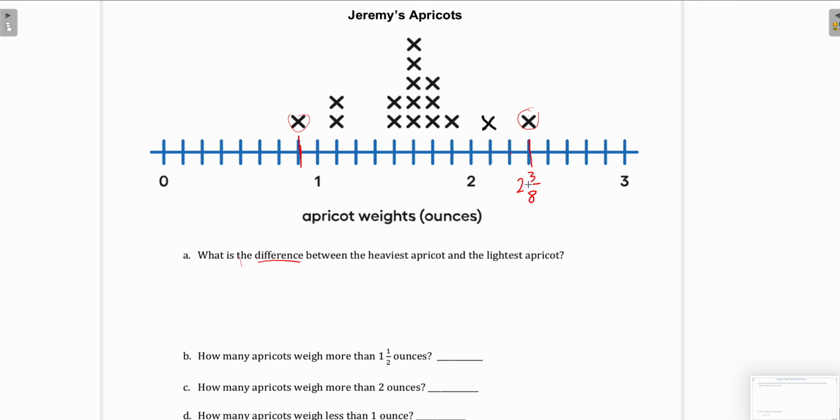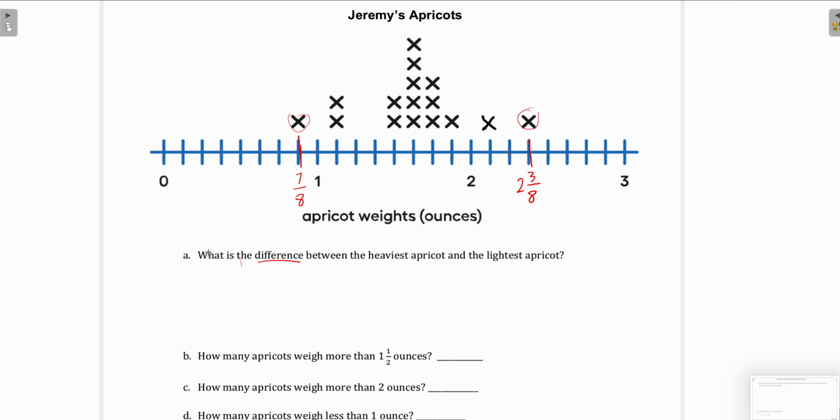Now let's find out the measurement for this one. Okay. So this is 8/8, 1 whole. Well, this is 7/8. Or you can come from this side here: 1/8, 2/8, 3/8, 4/8, 5/8, 6/8, 7/8. So let's find out the difference between 2 and 3/8 and 7/8.